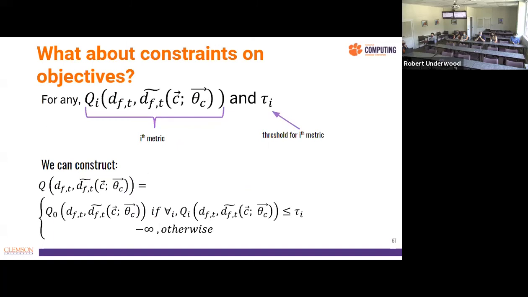What happens when we have constraints on multiple objectives? So what we can do is essentially define a piecewise function for our set of quality functions Q_i and our set of thresholds on those metrics, tau_i. We can construct a piecewise function that essentially penalizes whenever we've requested an error bound that produces a quality metric that does not satisfy a threshold.